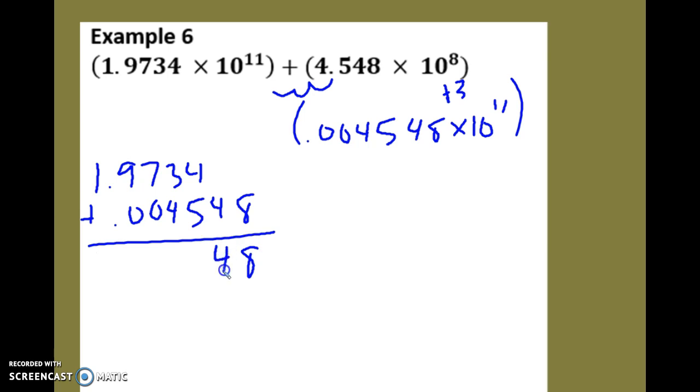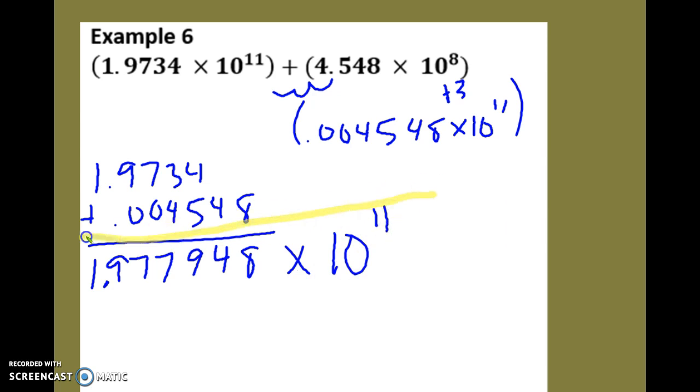Results in the following number. So we have 1.977948 times 10 to the 11th power. So we have a final answer here. It is in scientific notation. Generally, not always, as long as you pick the larger of the two exponents, your answer will be written in scientific notation when you're done. However, if it is not, then you need to follow LARS, L-A-R-S, and you need to adjust.